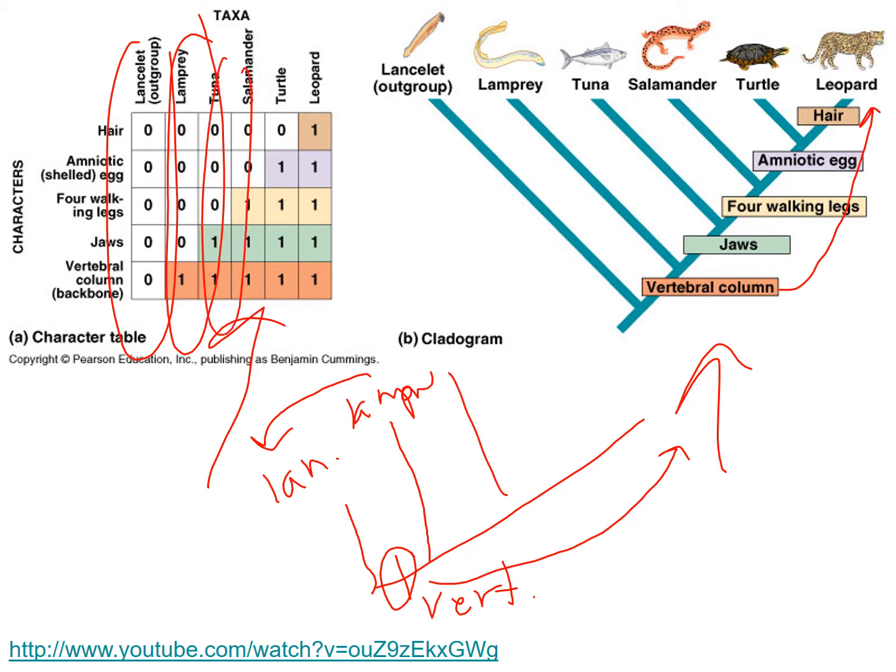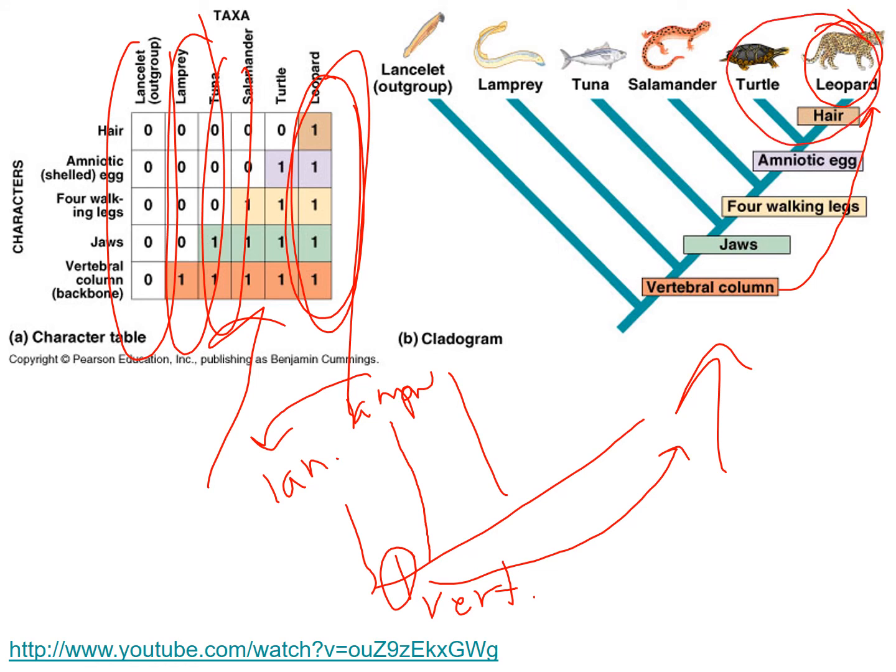That comes next. So as you look at the chart, the one who has the most, obviously, will go to the very end. So who is most likely related? The leopard and the turtle. Why? Because they have an amniotic sac. They have 4 walking legs, jaws, and a vertebral column. The leopard is most likely not related to a lancelet because a lancelet doesn't even have a vertebrae.